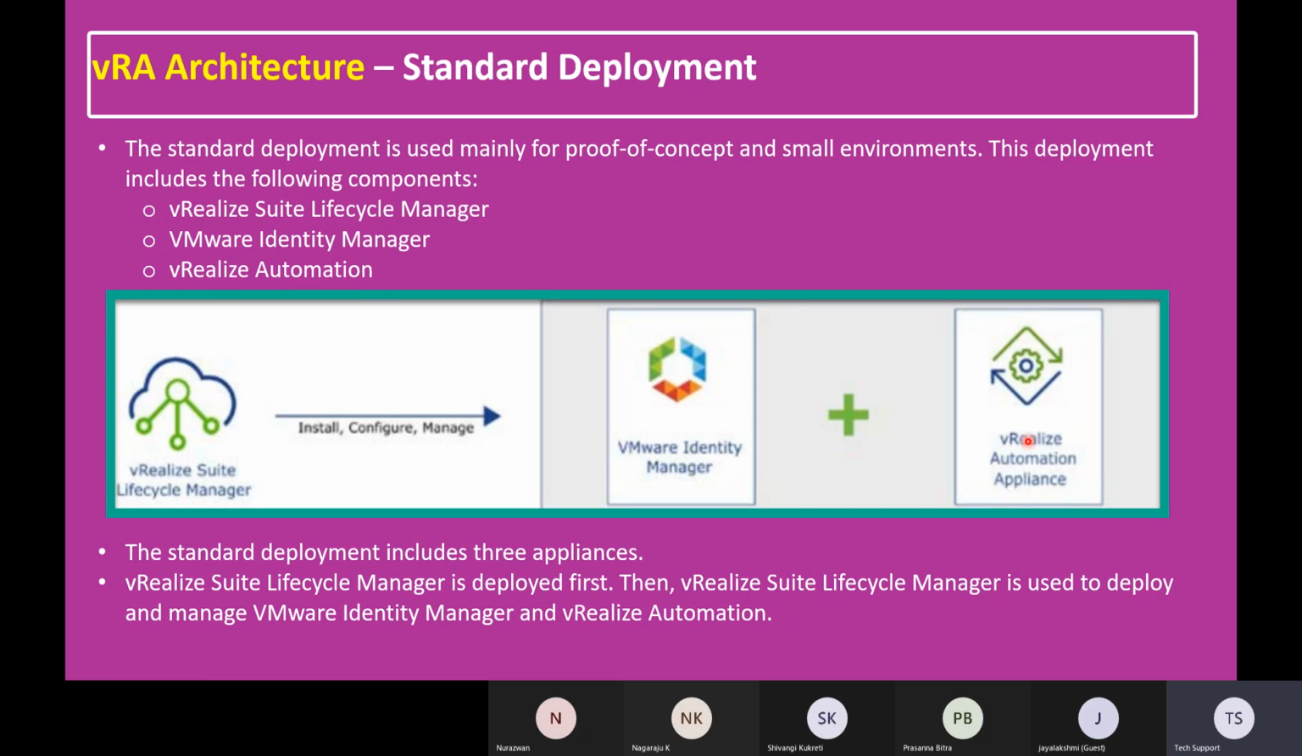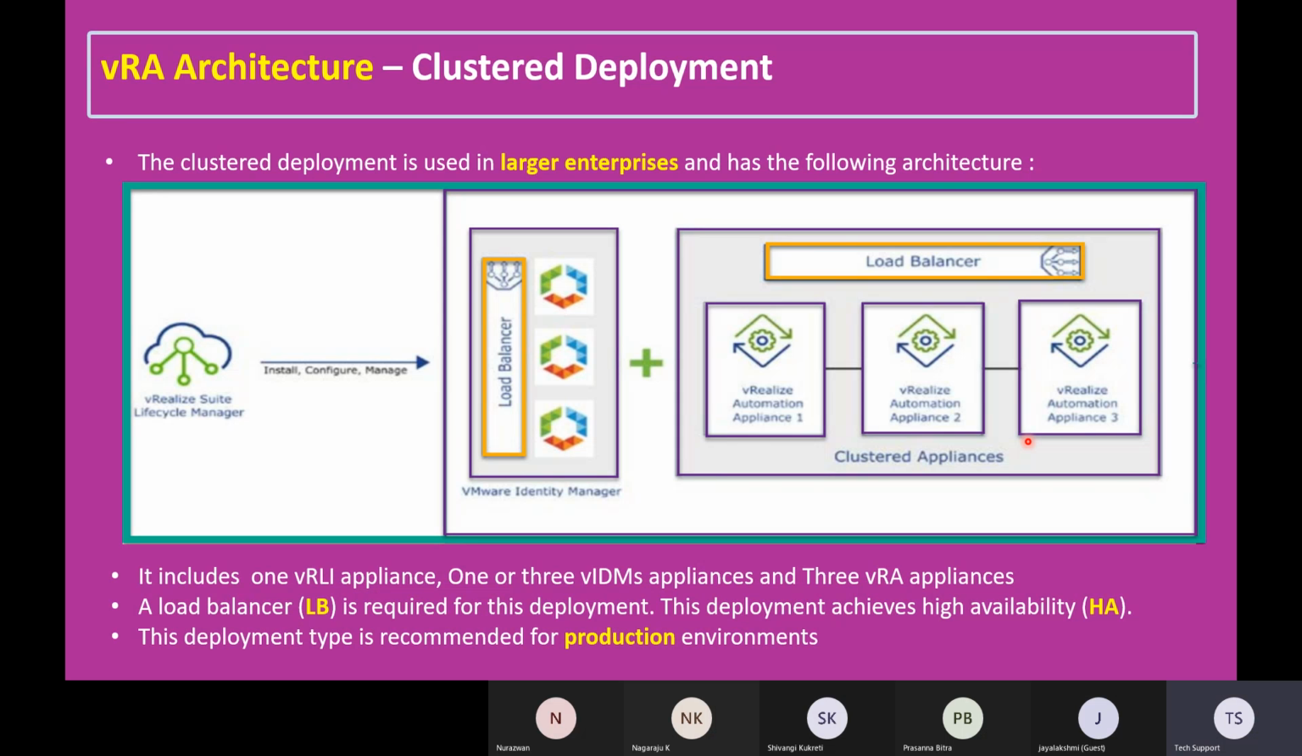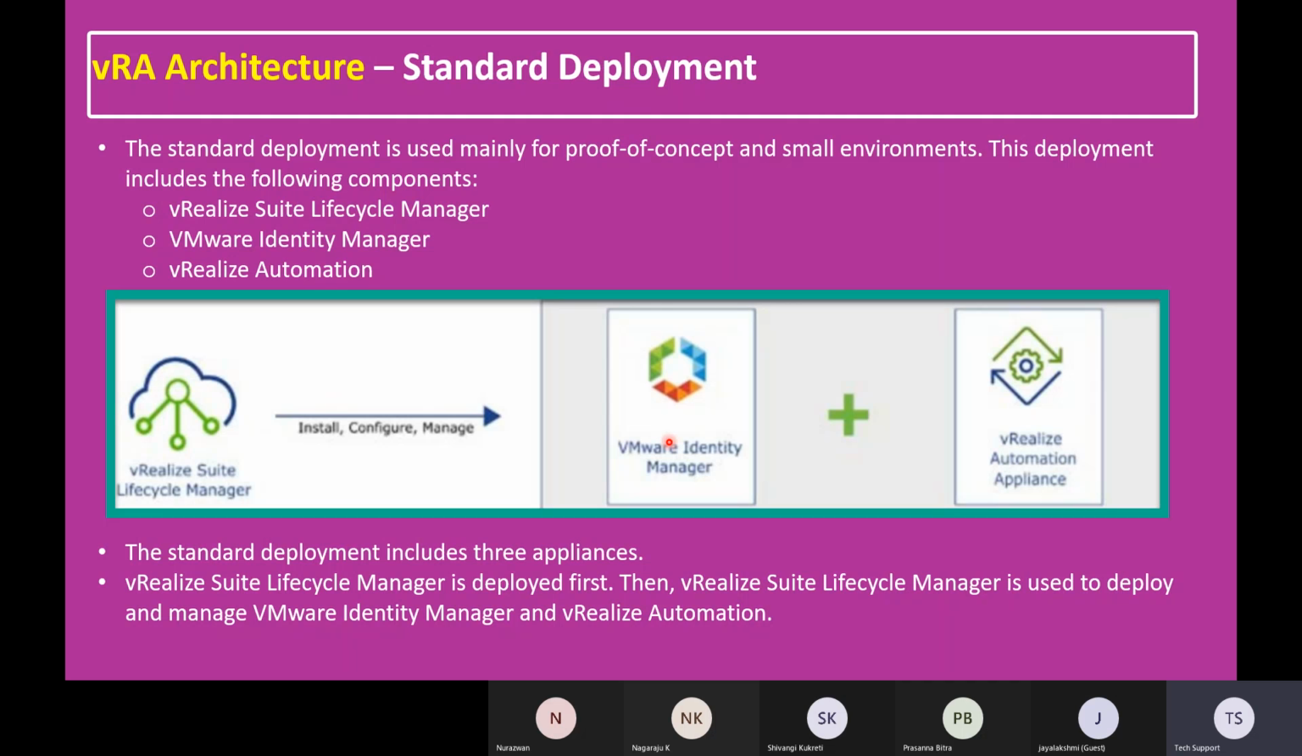Now let's talk about large organizations. For a large organization, what is the recommended vRA structure? That structure we call a clustered deployment. On this slide, I'm explaining the vRealize architecture clustered deployment. This clustered deployment is used in large enterprises and has the following architecture. In our previous architecture, we had only three appliances: LCM, IDM (Identity Manager), and the vRealize appliance.